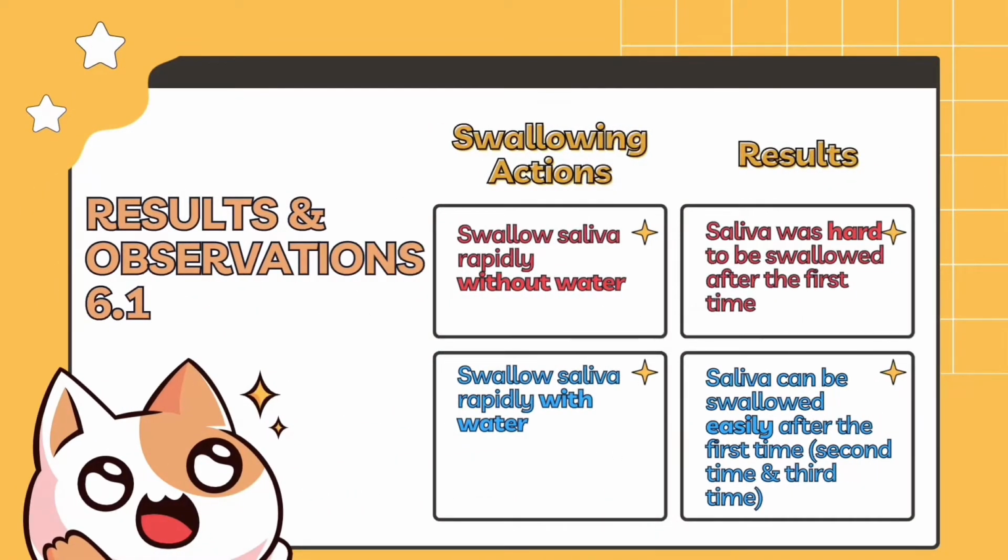For result and observation of experiment 6.1, for swallowing saliva rapidly without water, saliva was hard to be swallowed after the first time, while swallowing saliva rapidly with water, saliva can be swallowed easily after the first time, second time, and also the third time.